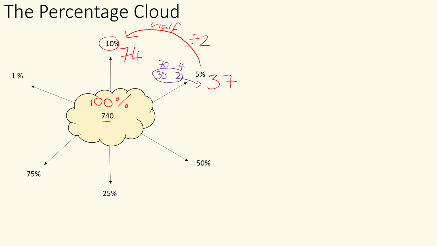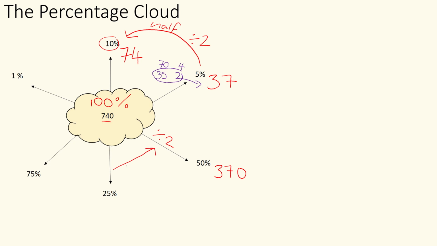Let's keep going. 50% is exactly half of 100%, so we're going to divide that value by 2. That gives us 370. Note the link between 5% and 50%. It is exactly 10 times larger.